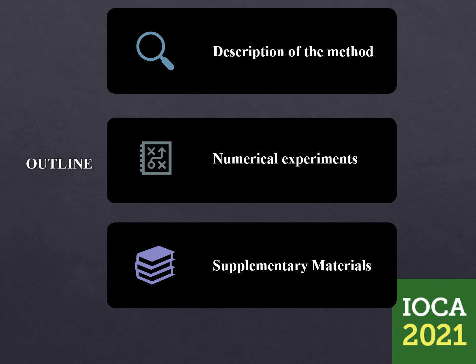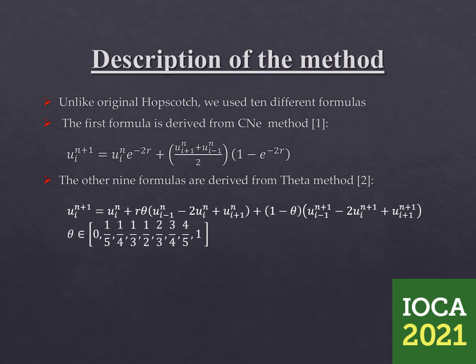In this presentation, I'm going to briefly describe our new method, and I'll show you some results of the numerical experiments we conducted. In our method, we used 10 different formulas. The first formula was derived from the constant neighbor method. It's a new explicit stable method for solving the heat conduction equation.